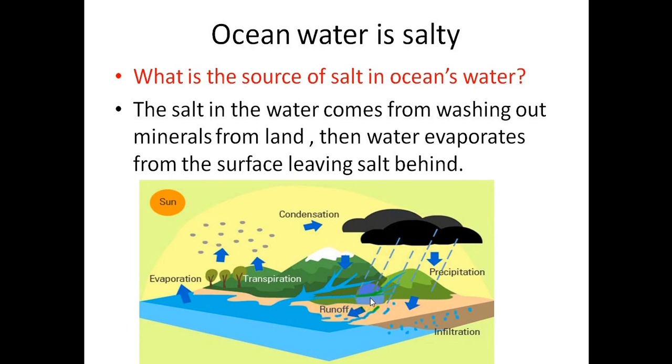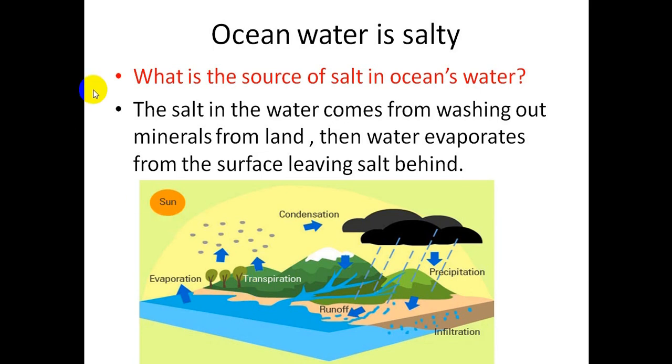The water goes back to the ocean and takes all the minerals and salts in its way back to the ocean. And after this, the water evaporates again and leaves only the salt in the water. Over many years, this process changes the ocean water into very salty water. So let's read this together.